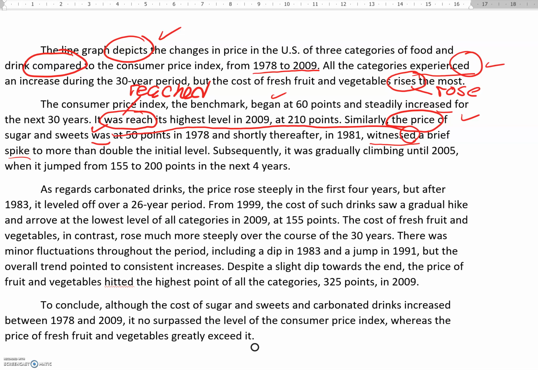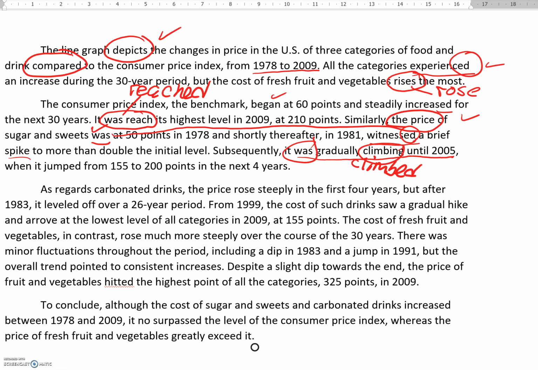Subsequently, it was gradually climbing until 2005. Now, this is not exactly wrong. You can see the was with climbing. This is the past continuous. But you have to have a reason to use the past continuous instead of the simple past. And here there's really no great reason to do it. We can simply say it gradually climbed. Okay.